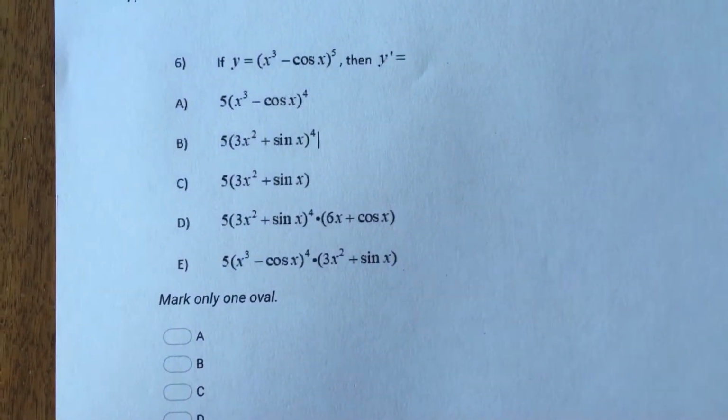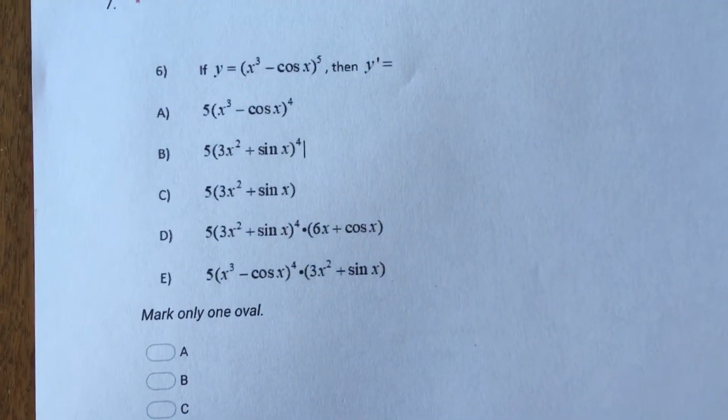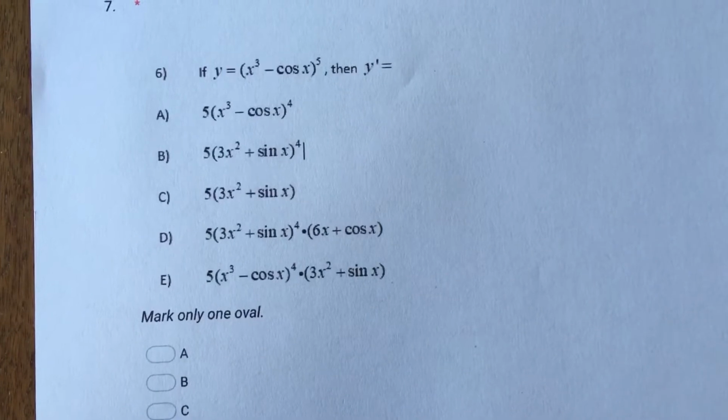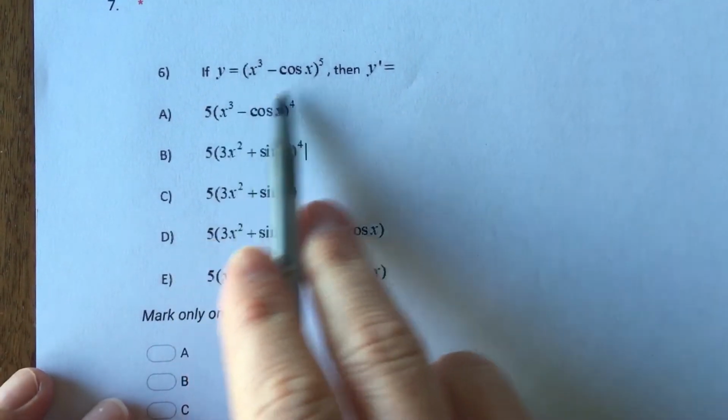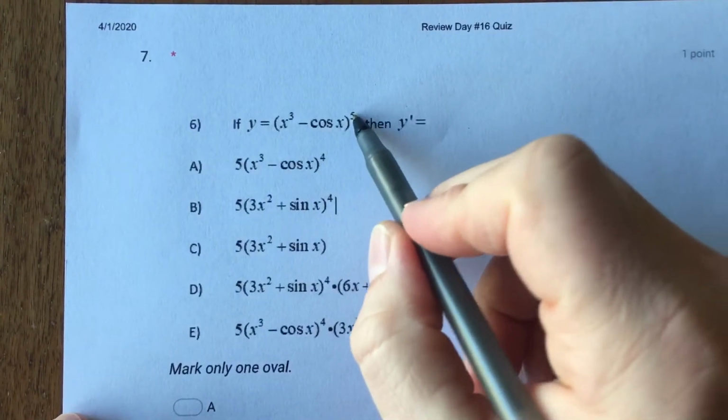All right, these are problems 6 through 9 on review day 16. For the first one, they give us this equation. They want to know what y prime is. So it's a chain rule.